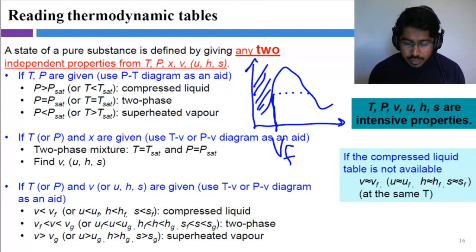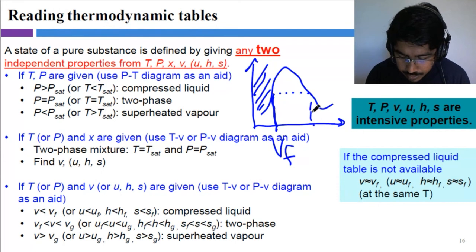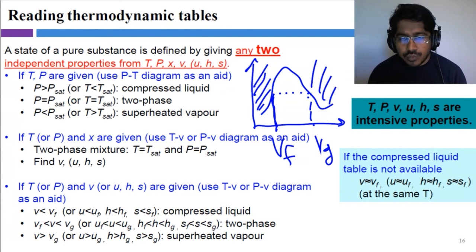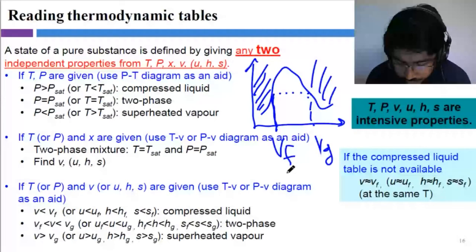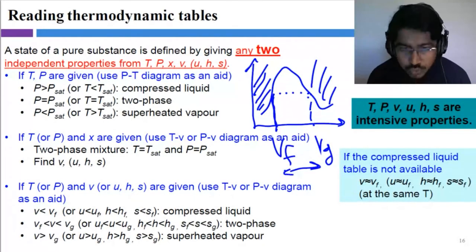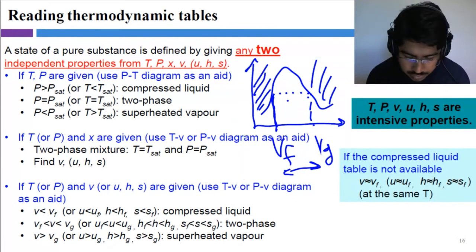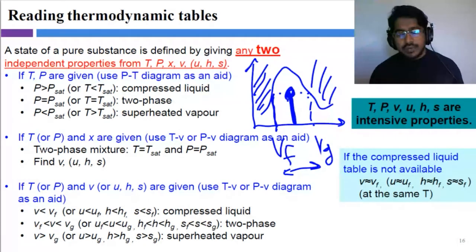For a given situation, if our specific volume is higher than v_g, then it means it is in this region, which essentially means it is in the superheated vapor region. If our v is in between these two, v_f and v_g, let's say somewhere here at this point, then we know that it's in the two-phase region.